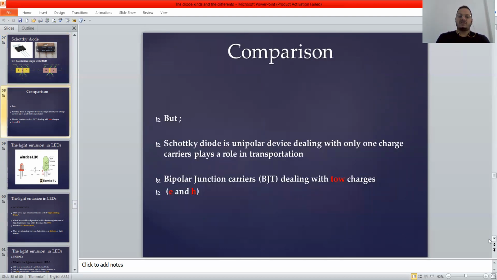The Schottky diode is a unipolar device. It's important, let's focus on it. Another difference between them: the Schottky diode is a unipolar device dealing with only one charge. Carriers play a role in transportation. The bipolar junction device deals with two charges, electron and hole, at the same time.